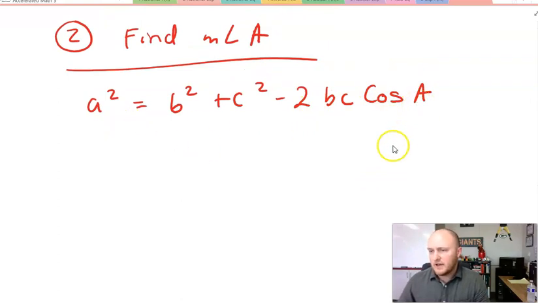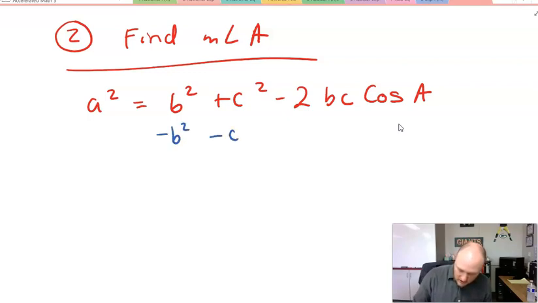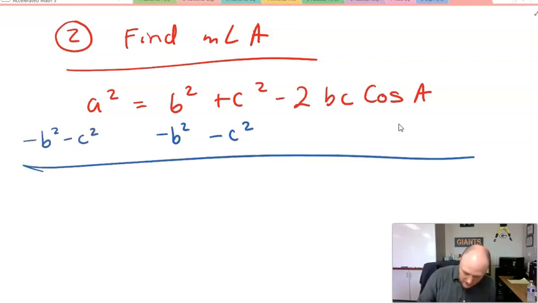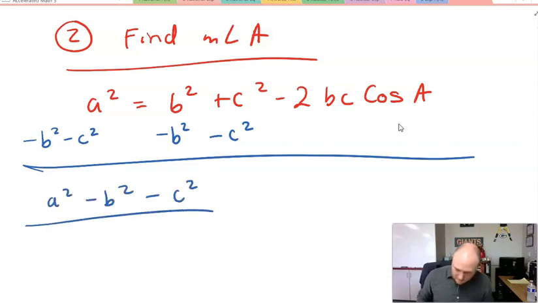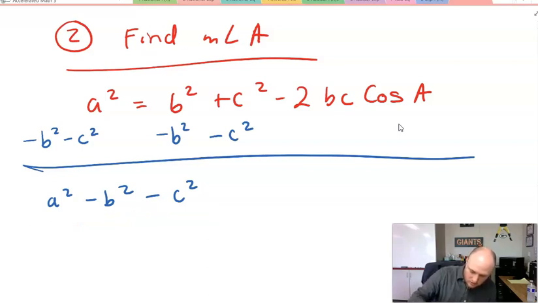Because I want to go ahead and isolate cosine of A. So before I plug everything in, I'm going to isolate cosine of A. I'm going to subtract B squared and C squared. So subtract B squared, subtract C squared, and this gives us A squared minus B squared minus C squared is equal to negative 2BC cosine of A.